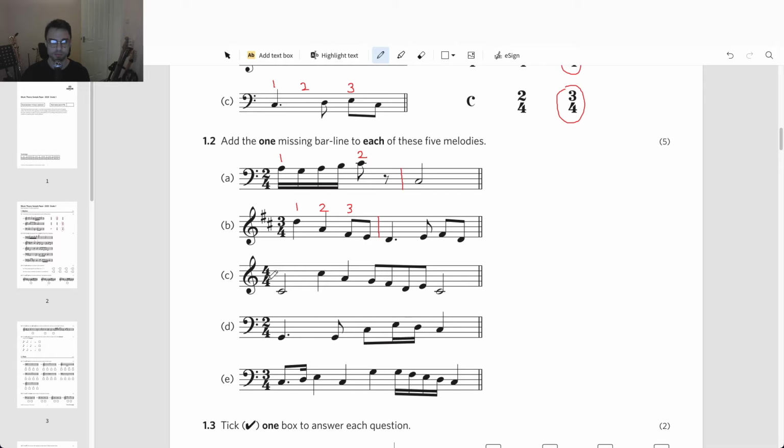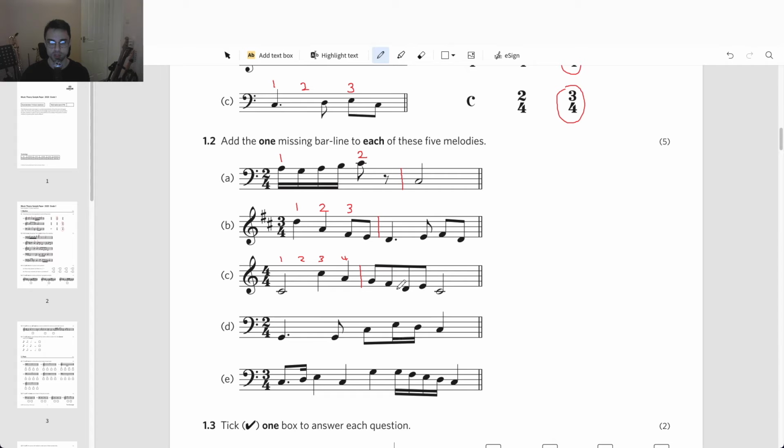Okay, example C. We're in 4/4, and we start with a minim. So this minim is going to be beats 1 and 2. And there's a crotchet, 3 and 4, and we add our bar line after the 4th beat because there are only 4 beats in each of these bars.